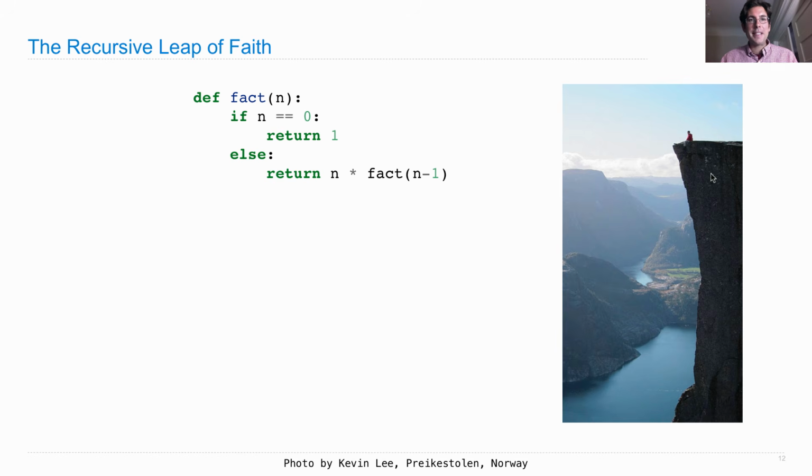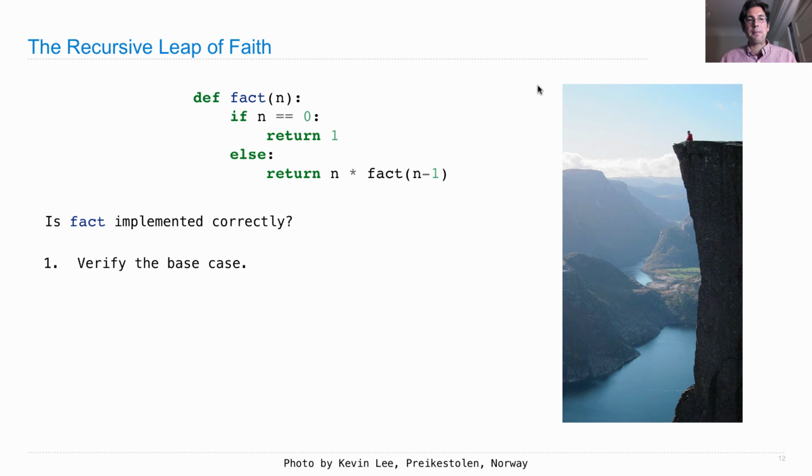Now, it's easy to see that factorial is going to work when n is 0, because it just does something simple. It returns 1. But how do we really know that in any other case this thing is actually going to work? Well, here's a strategy. Ask yourself if fact is implemented correctly through the following steps.